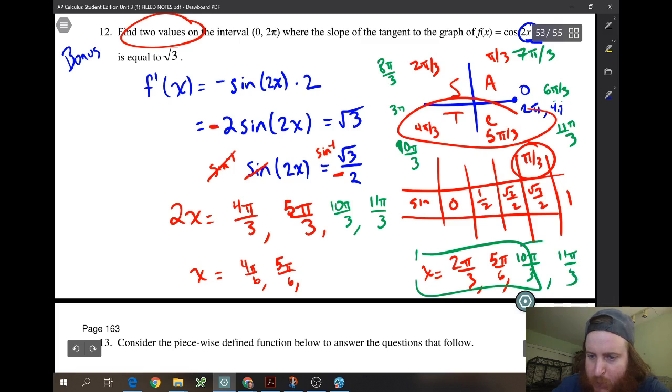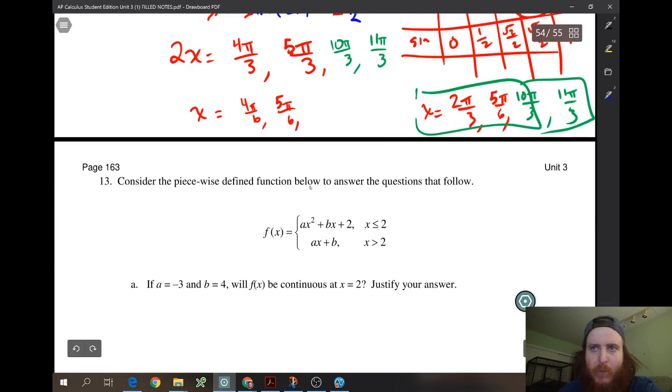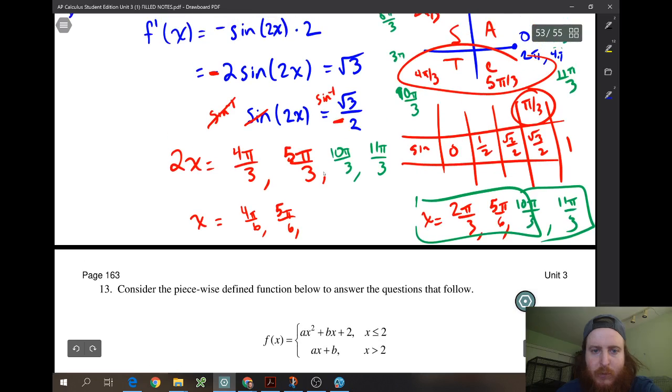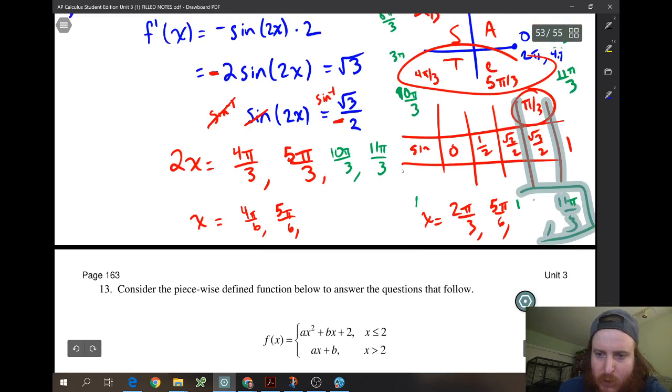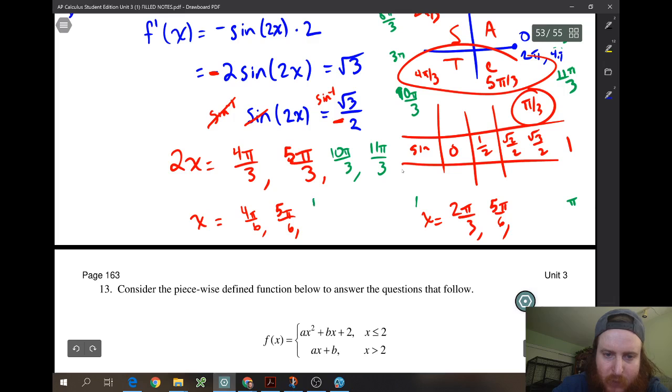Those would be the 4 possible answers, but I said just to find the first 2, so the first 2 are 2 pi over 3 and 5 pi over 6. Okay. Oh wait, we got to divide by 2. That's my fault. I didn't divide by 2. So when we divide by 2, we get 10 pi over 6 and 11 pi over 6. The 10 pi over 6 can simplify to 5 pi over 3, and the 11 pi over 6 does not simplify.